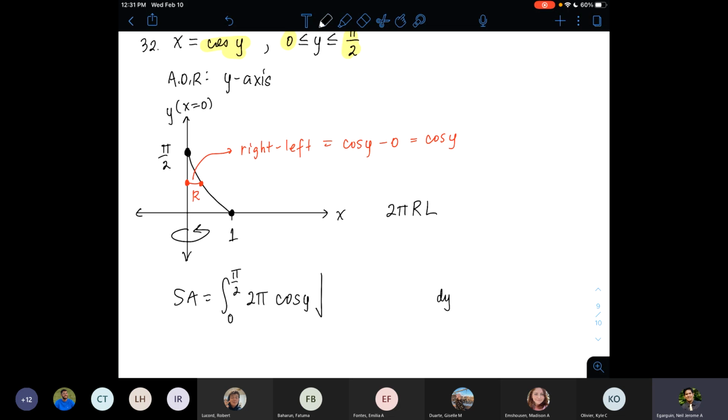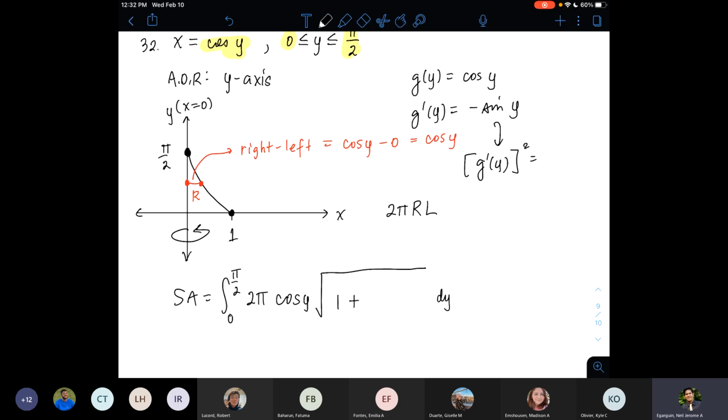The arc length would be the square root of 1 plus the derivative squared. We know that g of y is equal to cosine y from the problem. Take its derivative with respect to y, we get negative sine of y, okay? And then we need to square this. We get positive sine squared y, and that goes inside the radical, okay?